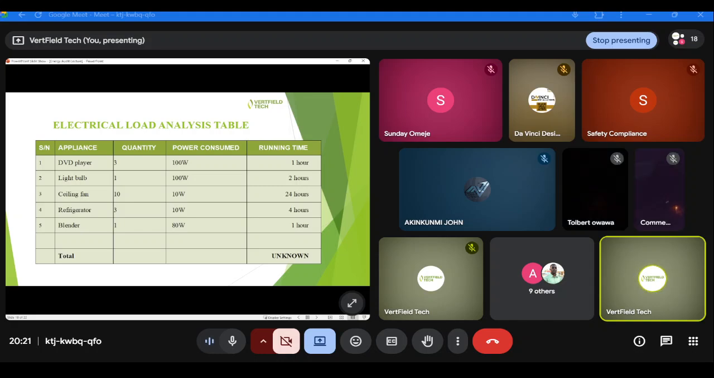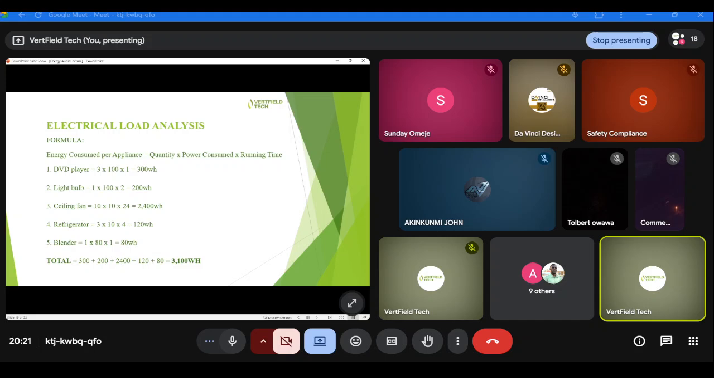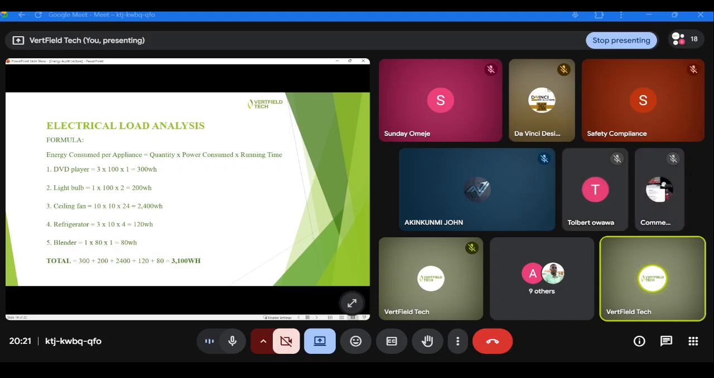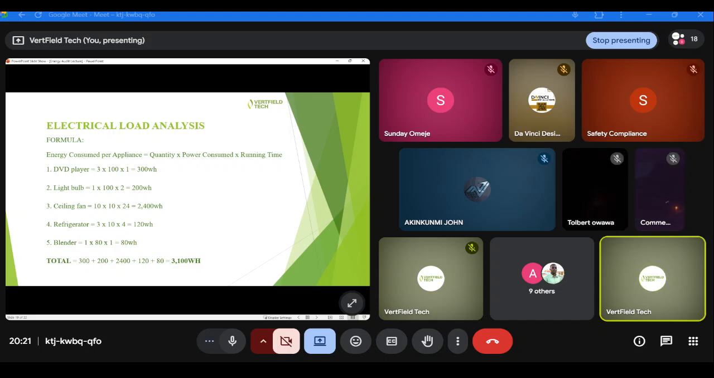Okay, so let's proceed right now. For the DVD player, 3 multiplied by 100 by 1 gives you 300 watt hour. For the light bulb, 1 multiplied by 100 by 2 gives you 200 watt hour. For the ceiling fan, 10 multiplied by 10 by 24 gives you 2400 watt hour. For the refrigerator, 3 multiplied by 10 by 4 gives you 120 watt hour. For the blender, 1 multiplied by 80 by 1 gives you 80 watt hour.